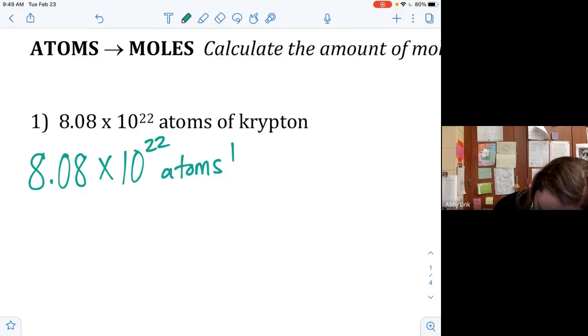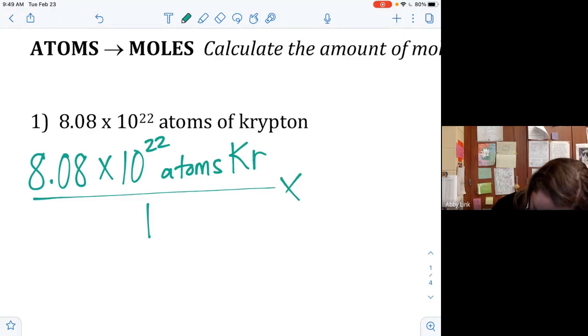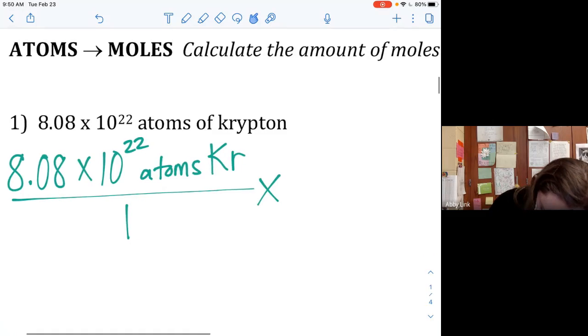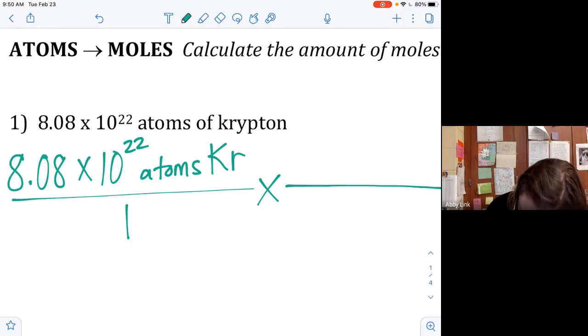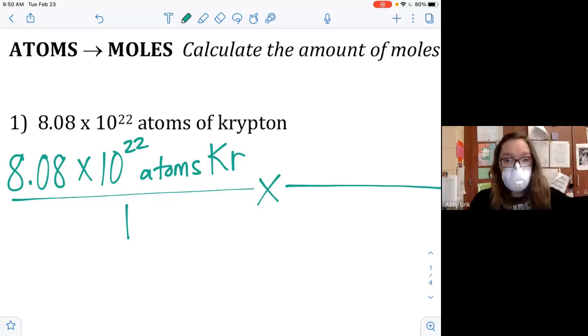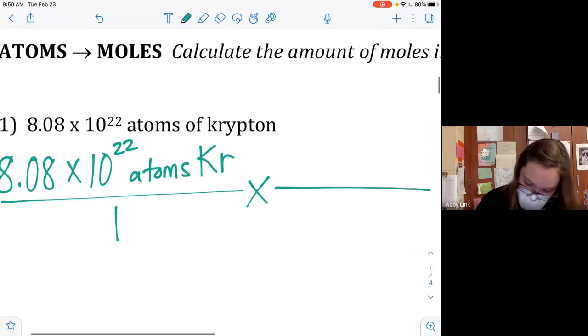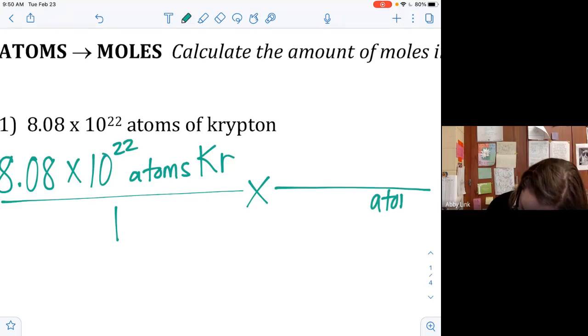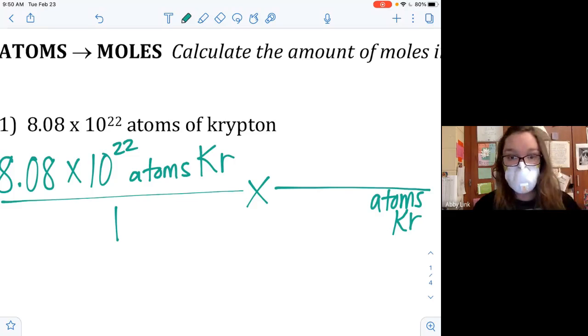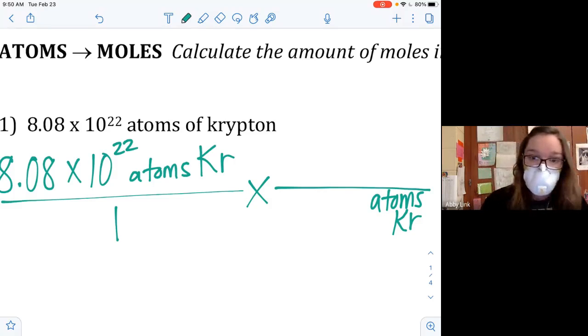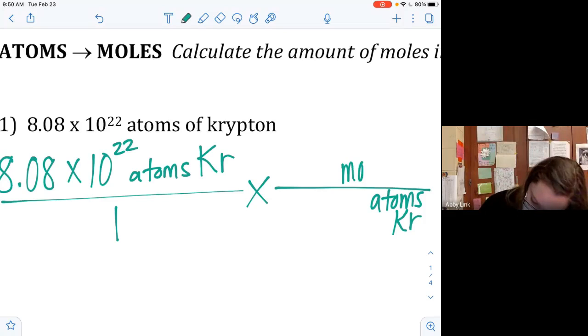All right, krypton's symbol from the periodic table is Kr. I'm going to draw my multiplication symbol and then draw my line. Looking at units only, I know that atoms of Kr need to be in the denominator because I'm trying to cancel them out on the top there. And because I'm looking for moles of Kr, I'm thinking moles of Kr on the top here.